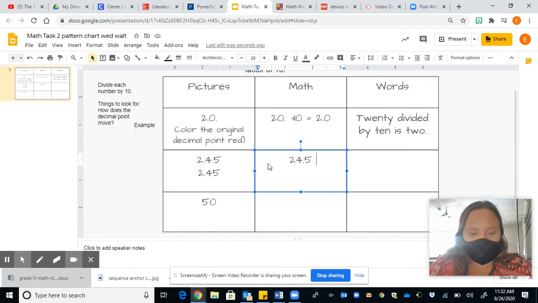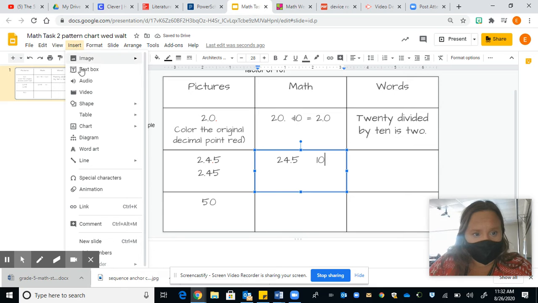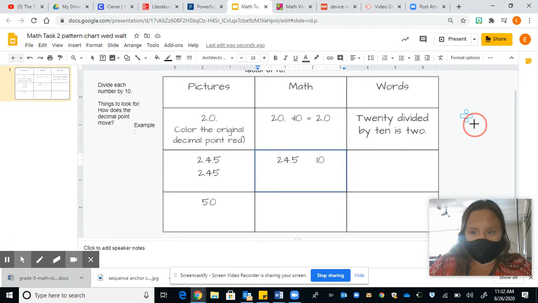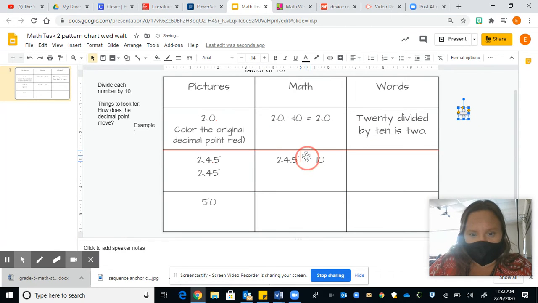24.5 divided by 10. And what you're going to do, and I'm sorry I didn't include this on my morning video, is I put some space right there. You'll go to Insert, Shape, Equation, then it's got all your cool equation signs. So you'll be able to do that. I normally put it over here so that way I can make it whatever size I want. And then I'll drag it and put it right there.